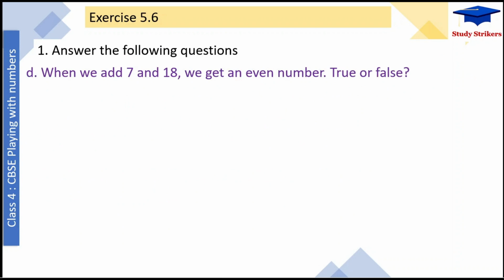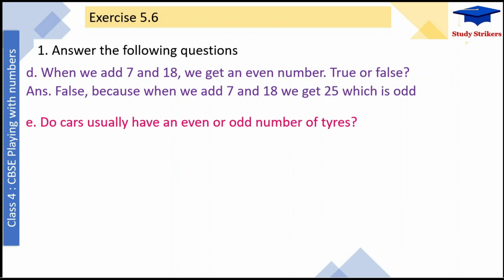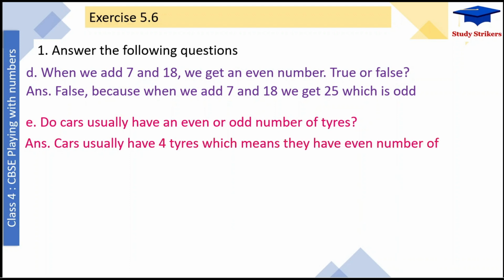Okay, next question. When we add 7 and 18, 7 is odd, 18 is even. Do we get an even number? True or false? It is false because we will get 25 and 25 is an odd number. Next, do cars usually have an even or odd number of tires? Yes, 4 tires, and 4 is an even number. So cars usually have an even number of tires.